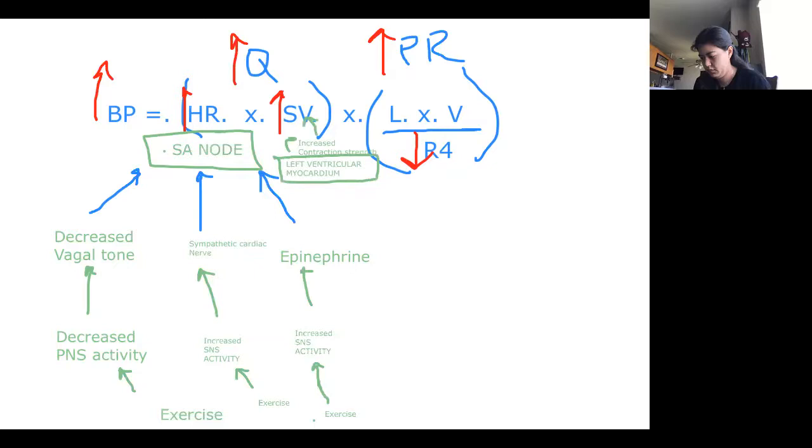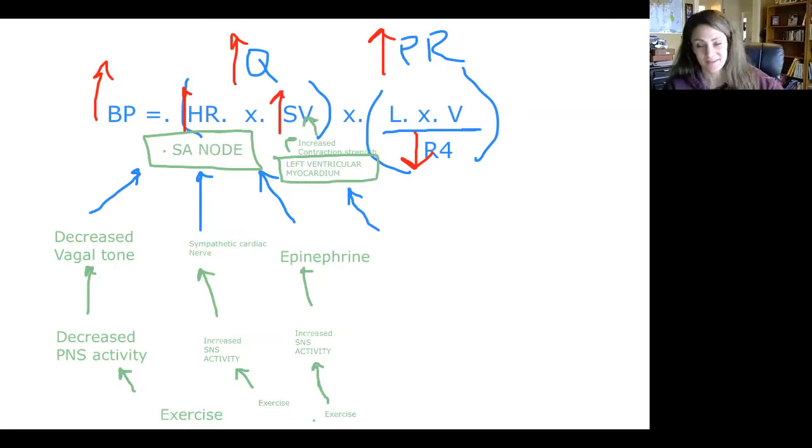So what do you think acts on the left ventricular myocardium to cause it to contract more forcefully? I'll give you a hint. It's a hormone that's released during exercise that affects almost everything. What hormone would that be? Epinephrine. If you ever have to guess about what's causing something during exercise, epinephrine is usually a good guess.